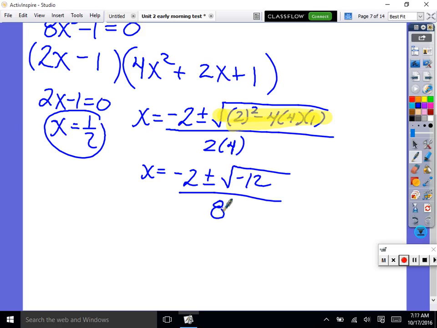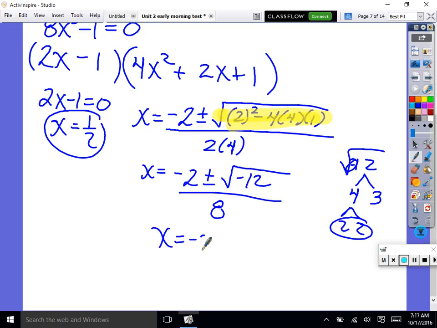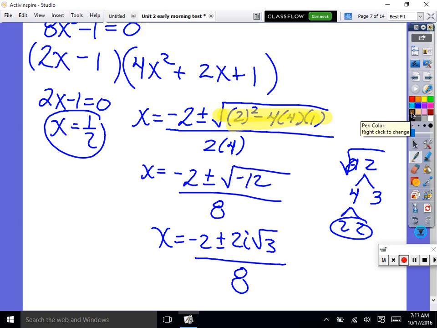Then we go off, we never divide those right now, do we? We go off to the side, simplify -12. 4 times 3, 2 and 2. 2i square roots of 3, right? So x is equal to -2 plus or minus 2i square roots of 3 all over 8. All of them divided by 2. Make sure that that doesn't disappear. That's what tends to happen. People have this front thing disappear.